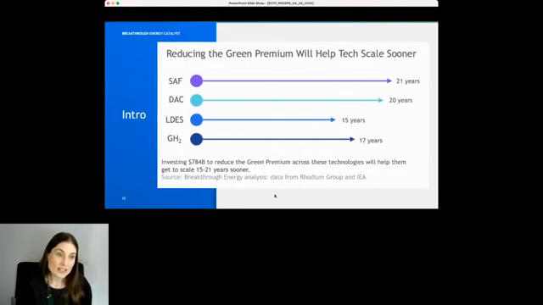We can also look again at how much time we save. We would expect these technologies to scale eventually, but how much sooner could we scale with that large influx of early investment? And here you can see we have different expectations for different technologies based on market dynamics, but it can be potentially decades saved.